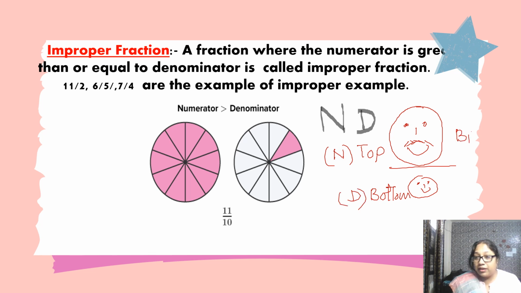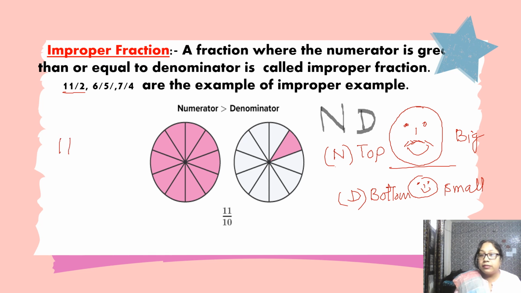This is big and this is small. That means the numerator is big and the denominator is small. This kind of fraction is called an improper fraction. Easy? Just the opposite of a proper fraction.